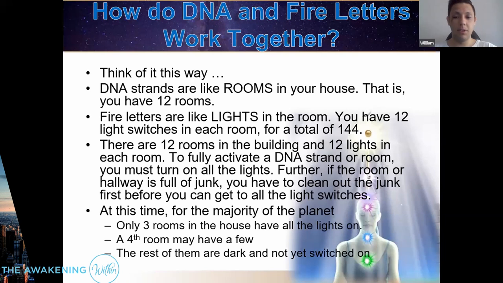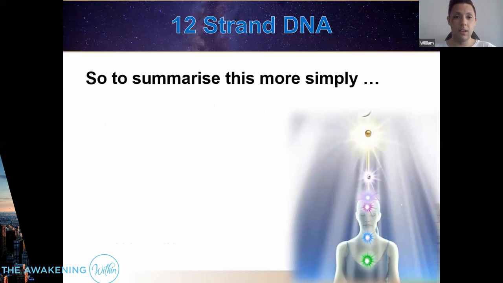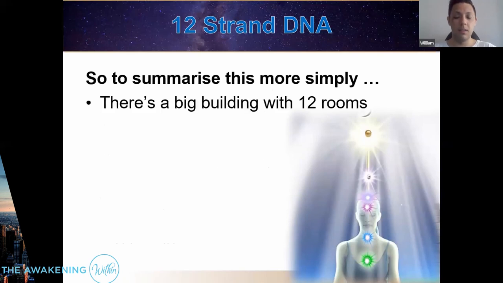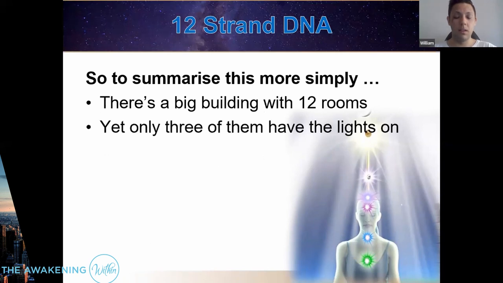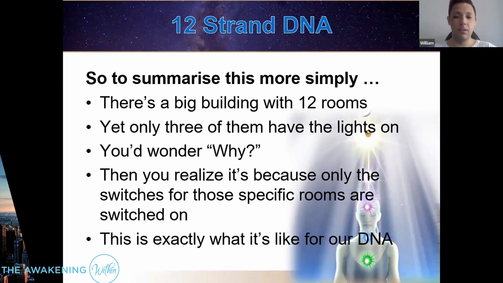And at this time, for the majority of the planet, only three rooms in the house have all the lights on. The fourth room may have a few of them, but the rest of them are completely dark and not yet switched on. So that's what's operating in our DNA currently. So 12-strand DNA. To summarize this more simply, there's a big building with 12 rooms, and only three of them have all the lights on. The fourth one, maybe a few. And you would wonder why. And you realize it's because only the switches for those specific rooms are switched on. That's exactly what it's like for our DNA. We haven't flipped that switch yet. We haven't cracked that code.